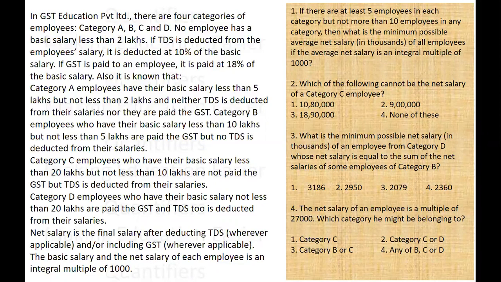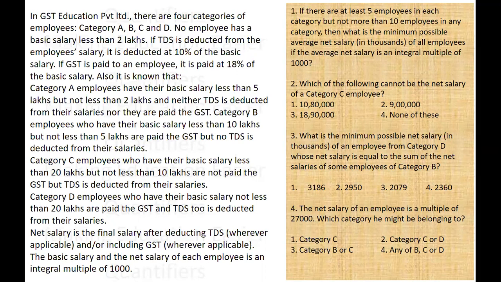If it is deducted, then it is deducted at 10% of the basic salary, and if GST is paid to the employee, it is paid at 18% of the basic salary. It's also known that category A employees, now the different pay structures are given to you, they have the salary in between 2 and 5 lakhs, and TDS is not deducted from their salaries, nor is GST paid to them.